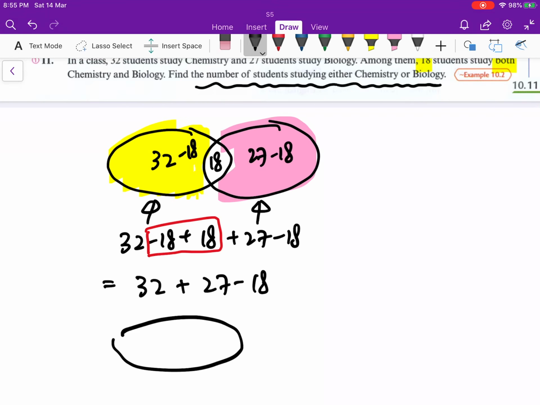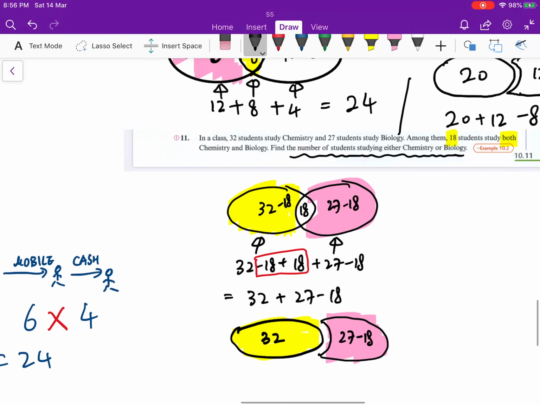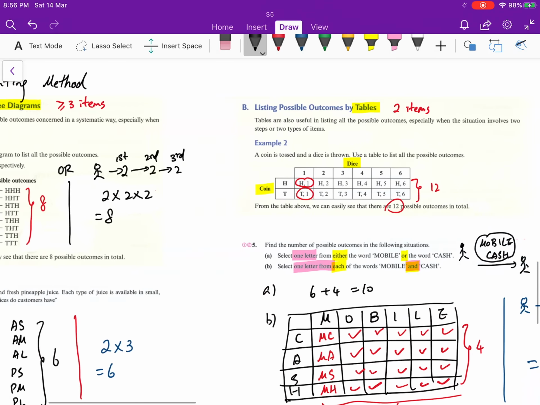So for example, this part, 32, right? The whole part of them, 32. Then another part will look like that. Okay, here. How many people in this region? It will be just 27 minus 18. So when you add them together, it will be 32 plus 27 minus 18. Got it?